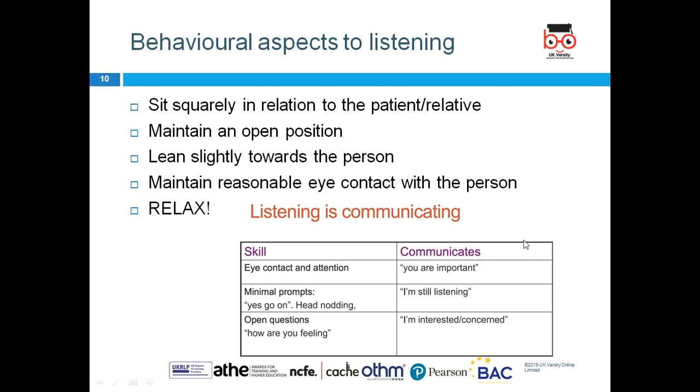So we've got a little box here where it shows some skills and how you communicate. When you maintain eye contact, you're showing the person that you are important. When you do prompts like yes, go on, or you're nodding your head, that means I'm still listening to you. That's what the person is understanding. And when you have open questions, like how are you feeling? Are you good today? That's showing the person that you're interested and concerned in them. So it's just simple little things that actually show another person that you are paying full attention to them.